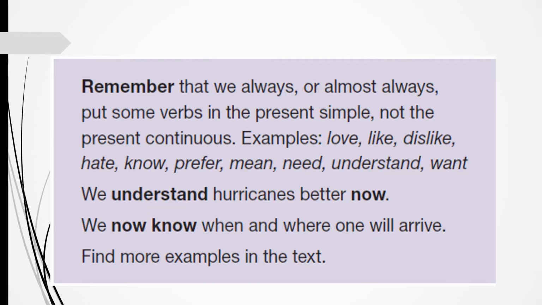Now let's read this information box. Remember that we always or almost always put some verbs in the present simple, not the present continuous. Examples: love, like, dislike, hate, know, prefer, mean, need, understand, and want. We understand hurricanes better now. We now know when and where one will arrive. Find more examples in the text.